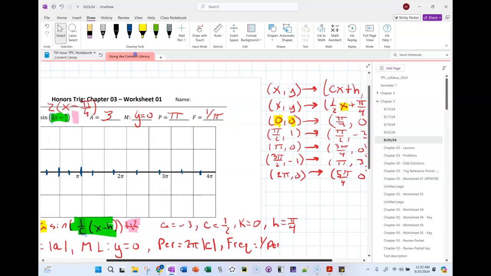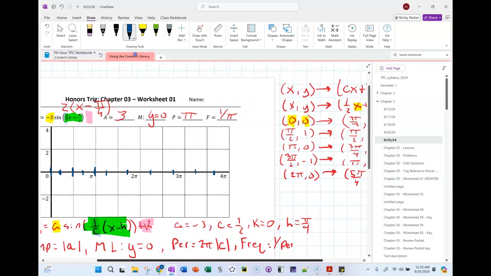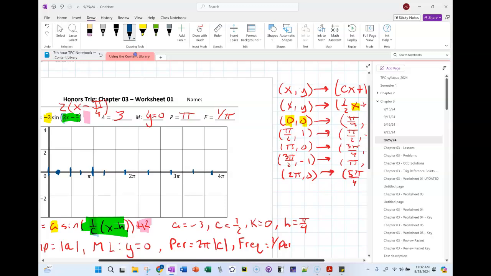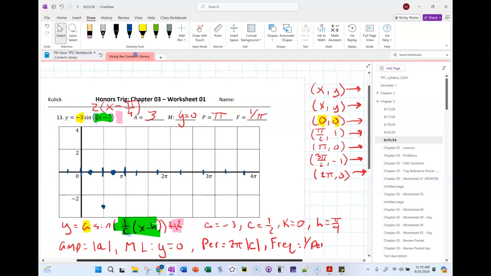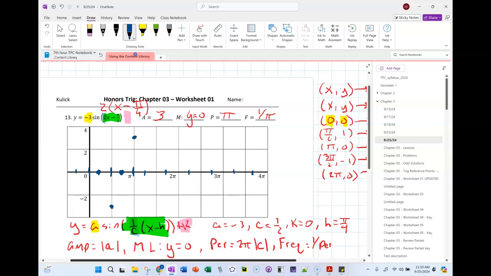And now I'm just going to start plotting. So I have pi over 4, comma 0. Pi over 2, and then I have negative 3. And then I have 3 pi over 4, 0. And then I have pi, positive 3. And then 5 pi over 4 back to 0.